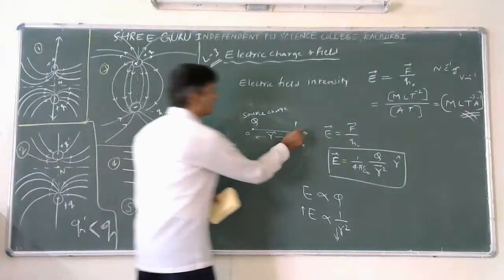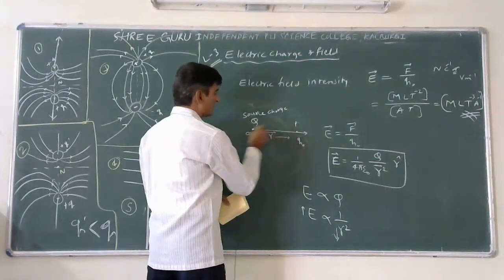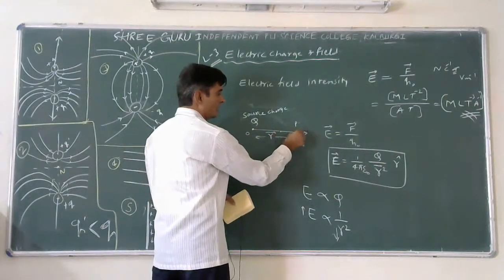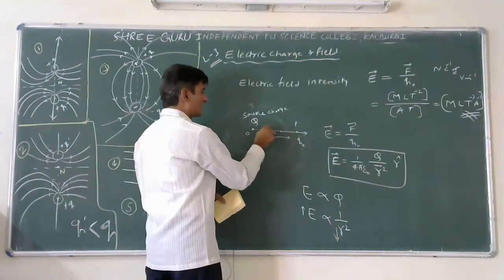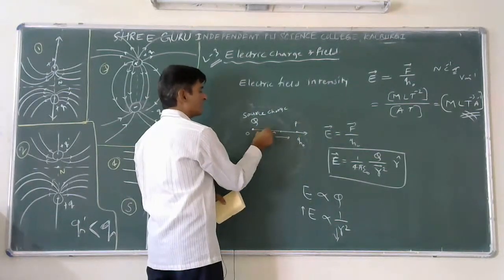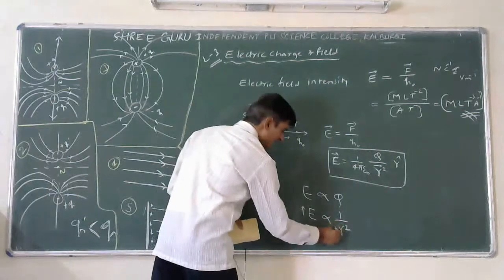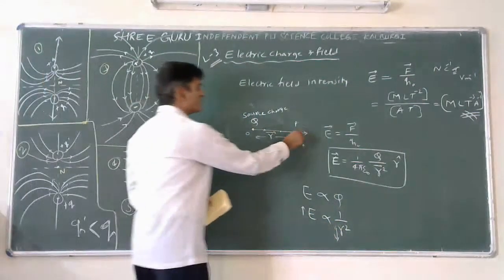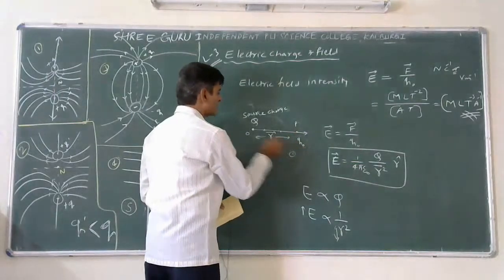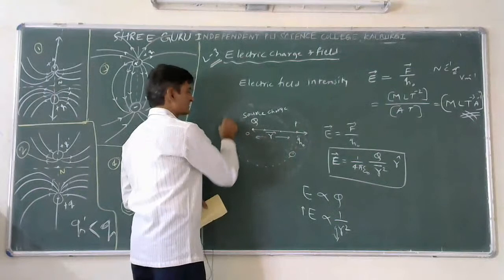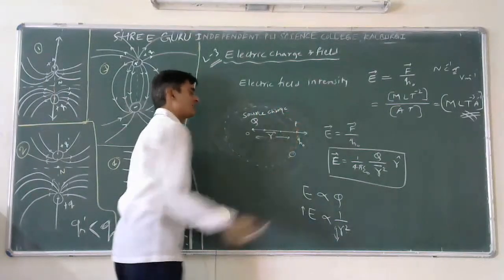So if the point P is closer to the charge, then the electric field intensity here will be more and here it will be less. Compared to this point, here the electric field intensity will be much more because the distance is very less. As the distance is less, electric field intensity will be more. Understood? If the distance remains the same, the electric field intensity remains the same.